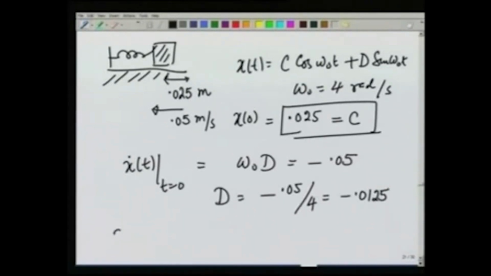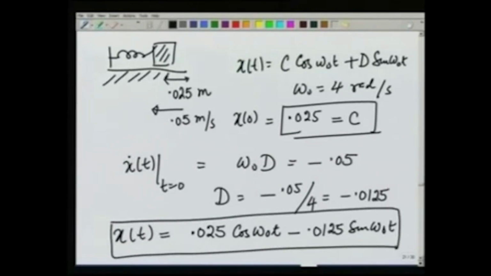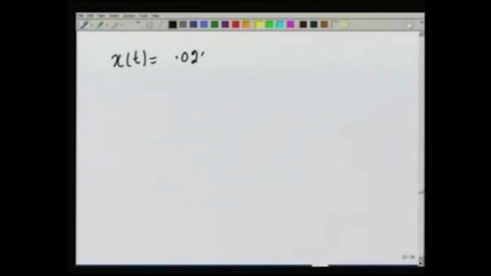and therefore my solution x(t) is going to be of the form 0.025 cosine of omega 0 t minus 0.0125 sine of omega 0 t, where omega 0 is 4. Let us look at the solution. So x(t) is equal to 0.025 cosine of omega 0 t minus 0.0125 sine of omega 0 t.